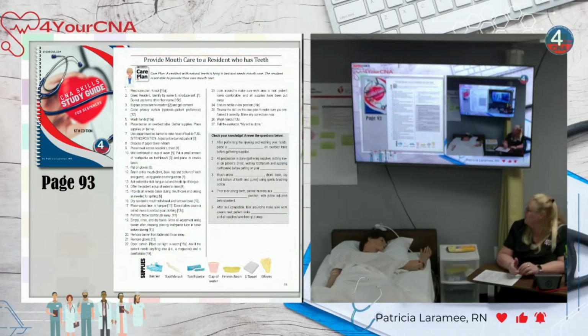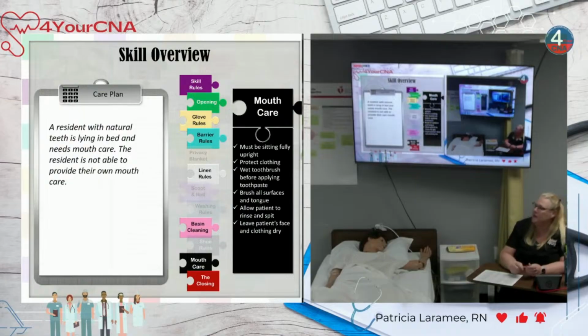But when it comes to brushing somebody else's teeth, we have to think a little bit about safety, particularly if they're in bed. Okay. So page 93 gives you your step-by-step instructions. Your supplies are at the bottom of the page and your care plan is at the top of the page. So let's take a look at the care plan for this skill.